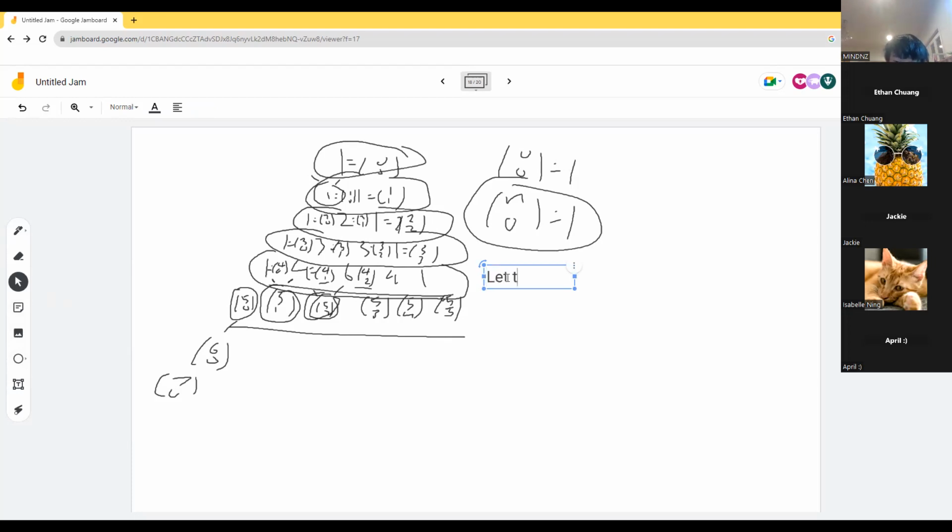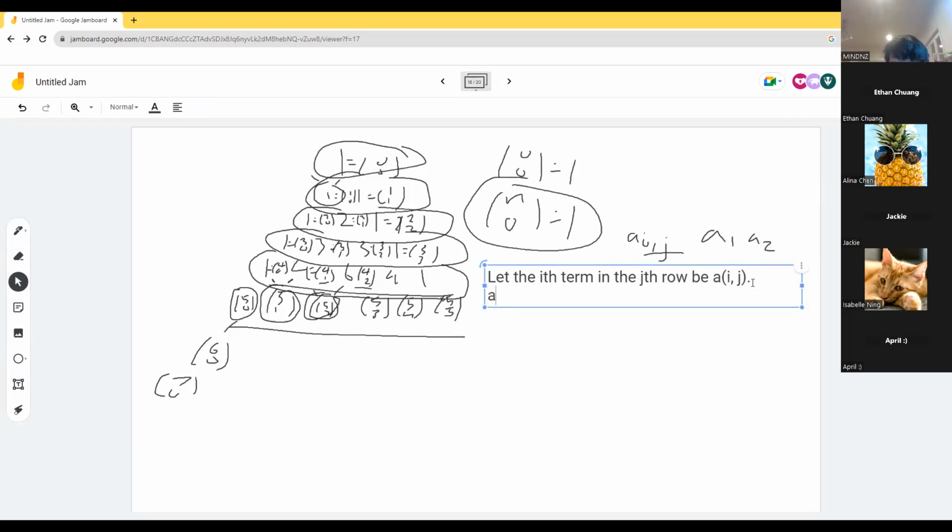Okay, let the i-th row and the j-th term be a_ij. If I was handwriting that, that would be a_ij, just like how you have a1, a2. This is a_ij. We've got a two-dimensional thing here. Pretty cool.